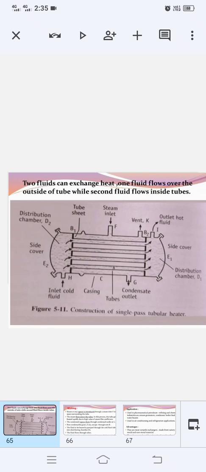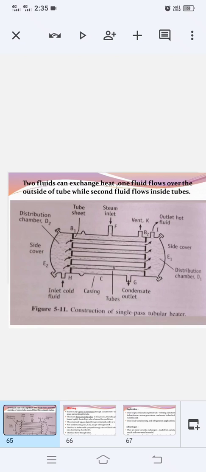Now the bundle of tubes is enclosed in a cylindrical shell or casing, that is capital C, to which the tube sheets are fitted. All these tubes are fitted inside this casing. Many heaters have a cast iron shell, but it depends on what type of heater you are using.